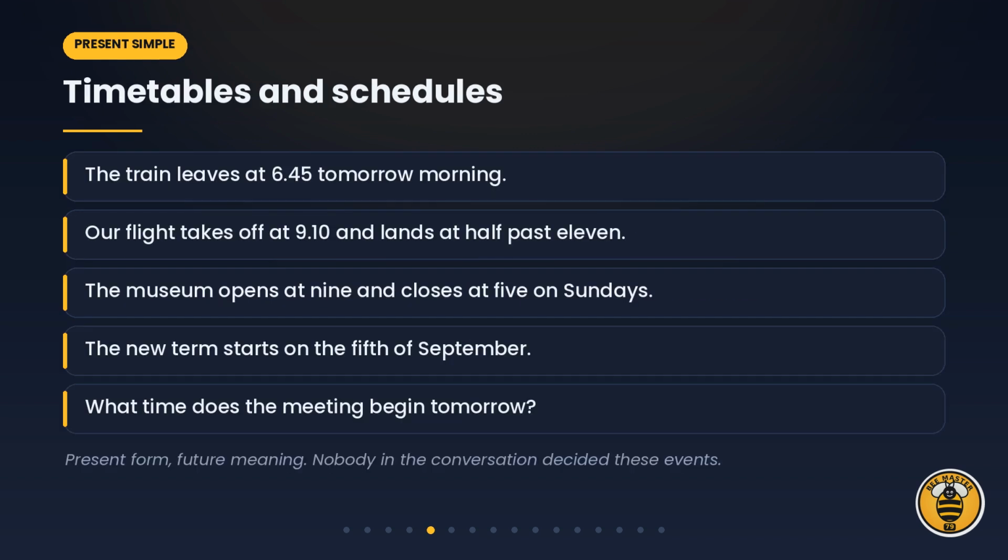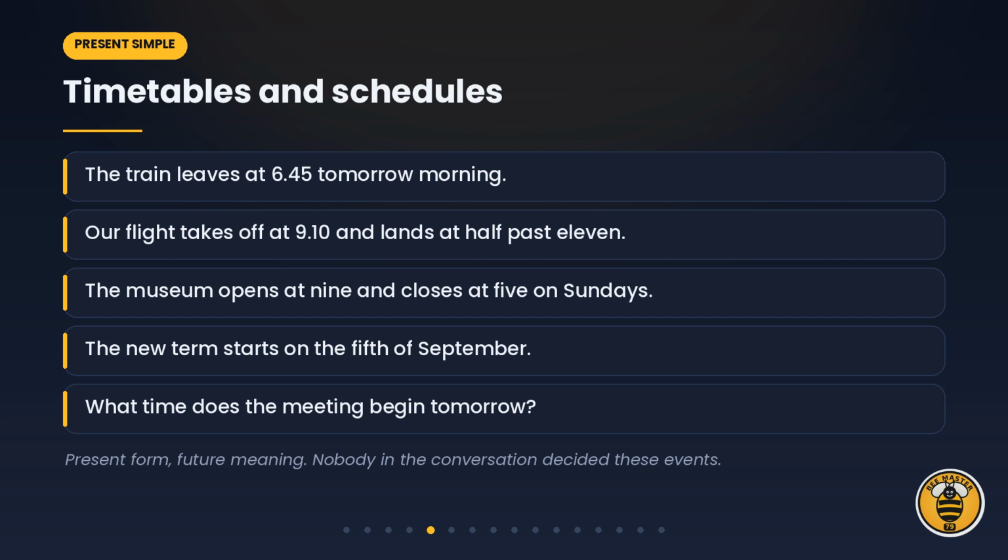Listen to 5 examples and notice that the verb looks completely present but the meaning is future. The train leaves at 6:45 tomorrow morning. Our flight takes off at 9:10 and lands at 11:30. The museum opens at 9 and closes at 5 on Sundays. The new term starts on the 5th of September. What time does the meeting begin tomorrow?